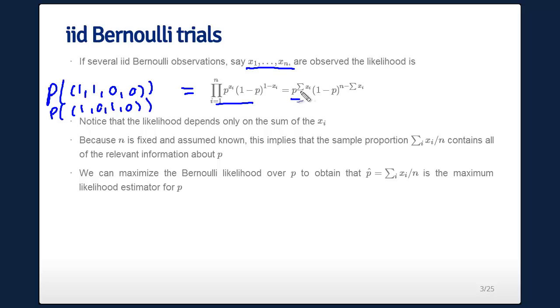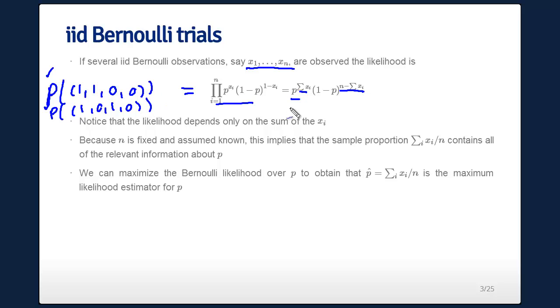It turns out it only depends on the number of successes and the number of failures. So these two probabilities are going to be the same, whether it's a 1 and then a 0 and then a 1 and then a 0, or 1, 1, 0, 0, because the number of successes is 2 in both cases and the number of failures is 2 in both cases.